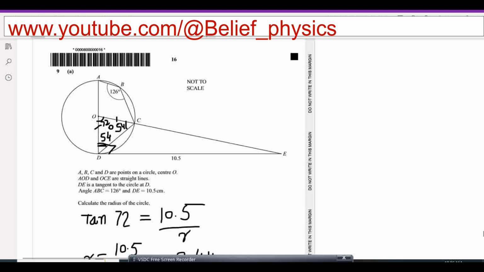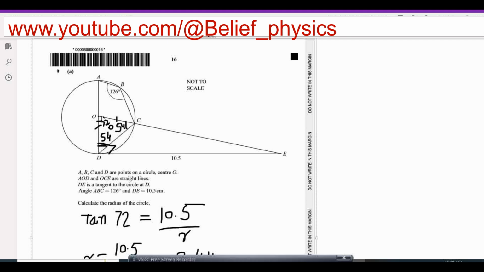First of all, we have to write the reasons here. I just write it. ABCD is a cyclic quadrilateral. Therefore, ADC and ABC are supplementary. So when we find ADC, we just subtract 126 from 180. It comes out to be 54.